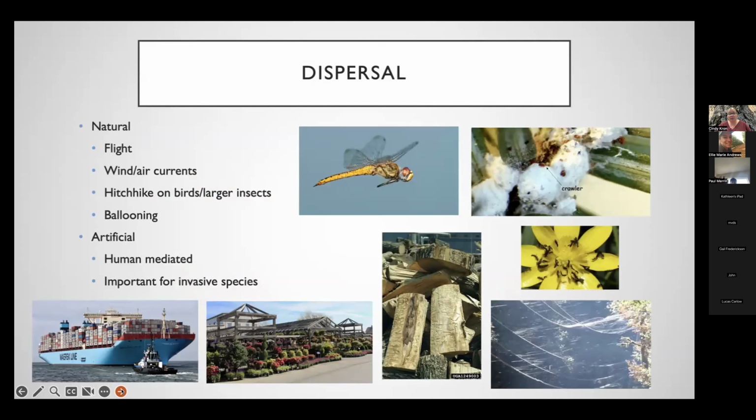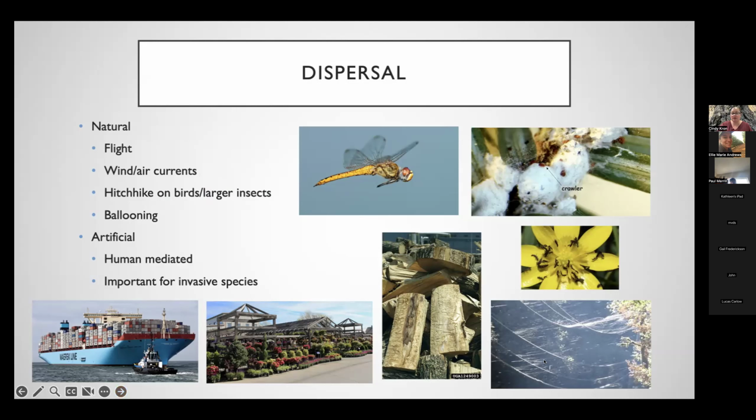Dispersal, something to keep in mind. There's natural dispersal and there's artificial dispersal of insects. That's a tongue twister. Natural would be like flying. So insects have wings and they fly, taking advantage of wind or air currents that move the insects, hitchhiking on birds or larger insects. Sometimes it's hitchhiking on cars or vehicles that are moving from place to place.